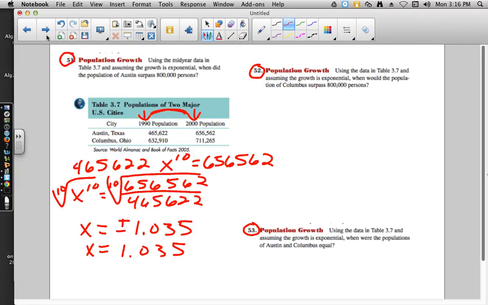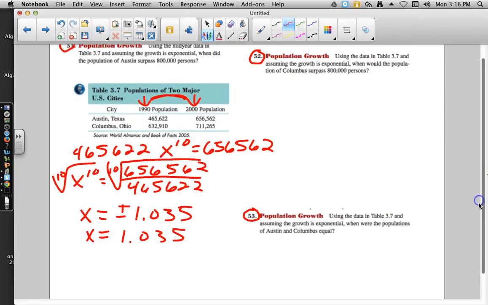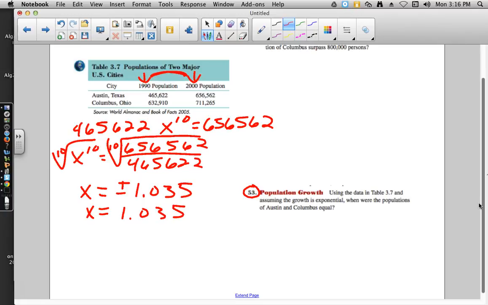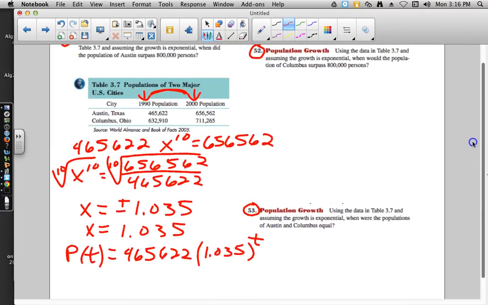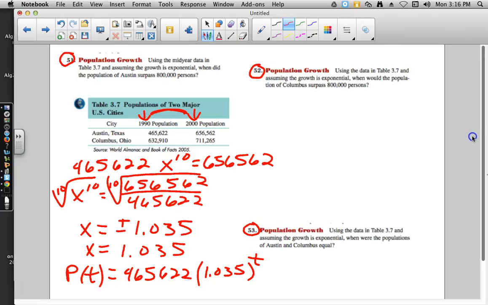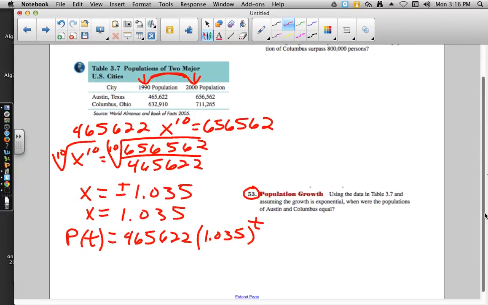So there is the number that we needed for the model. That's our basic y equals a times b to the x model. So we are talking about population, and the initial amount, 465,622, we found what we're doing for b, our base, and that's going to be 1.035. And then we could just use t for time in years. So let's see what they wanted. We've got our model. And the second part of this is, when did the population surpass 800,000 persons?